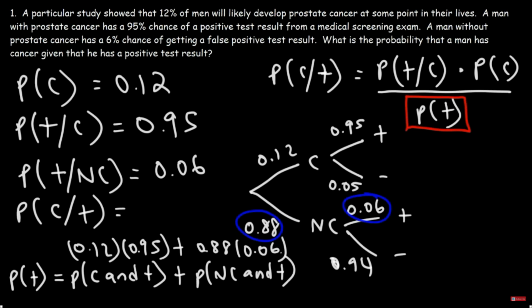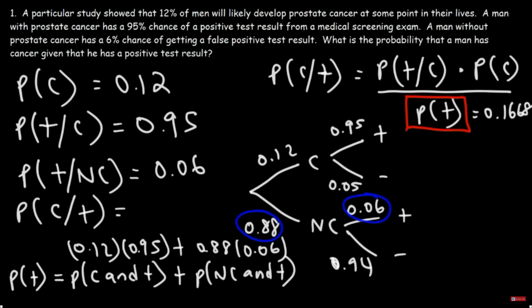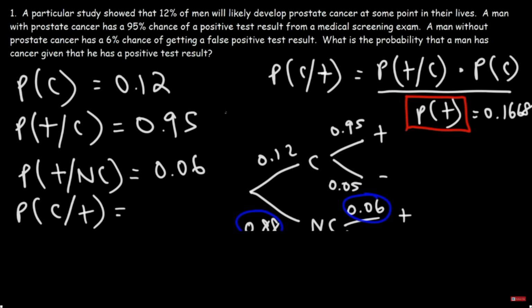0.12 times 0.95 plus 0.88 times 0.06, that's equal to 0.1668. Now I'm running out of space, so I'm going to have to delete a few things. Hopefully you wrote that down because I'm going to refer to it later. If not, you can always rewind the video.